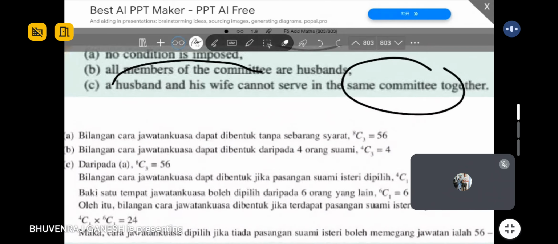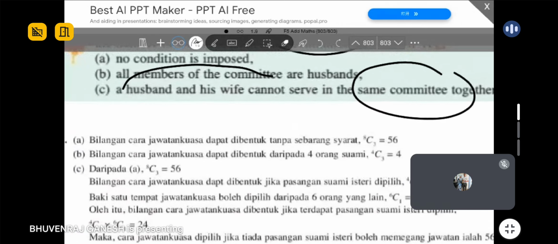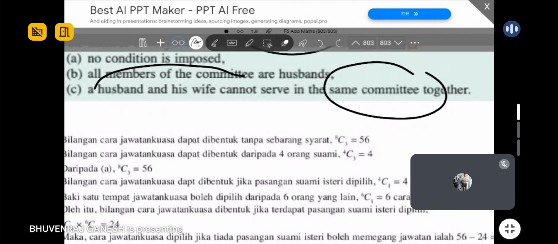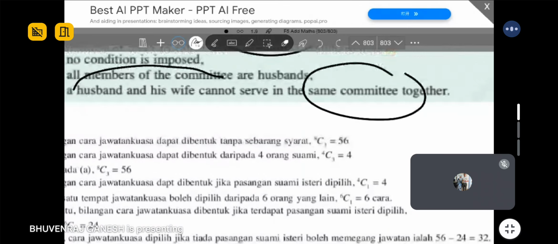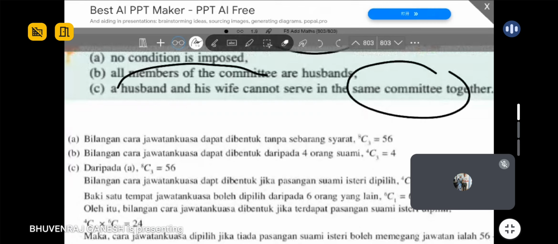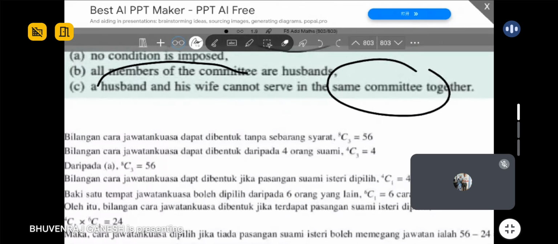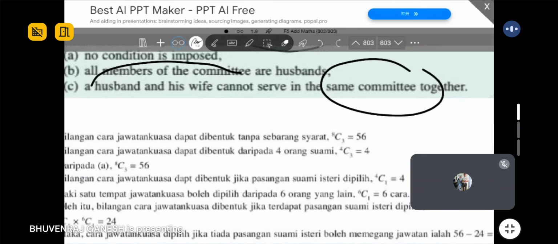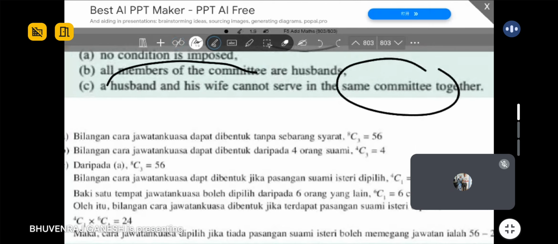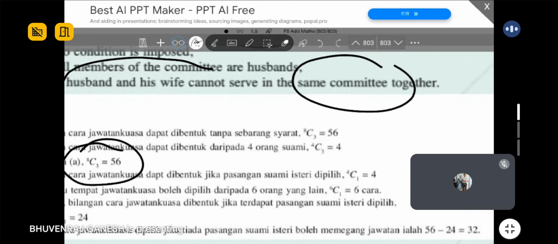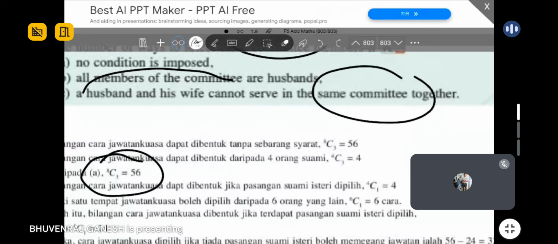So the answer is, you have a lot of options. Basically 8C3. First case is 8C3. That is the total number of ways. Husband and wife cannot serve in the same committee. So that means 4C1. First case is 4C1, and then the second case will be 6C1. You need to times these two together and take your answer in A. A is no condition, tak ada apa-apa syarat. Minus with the answer in 3.